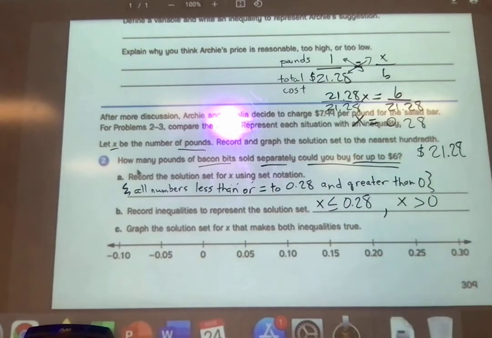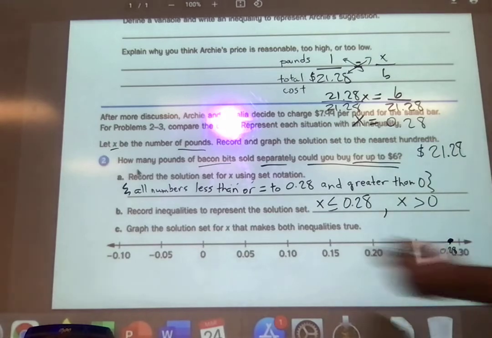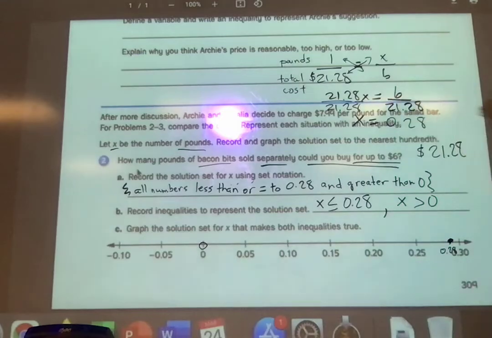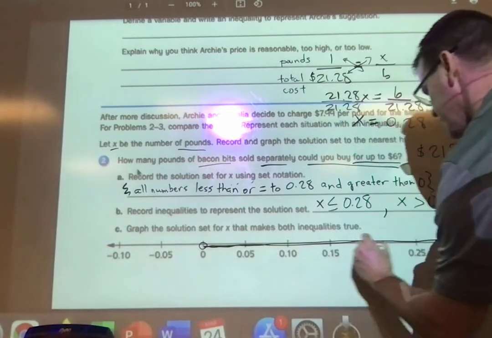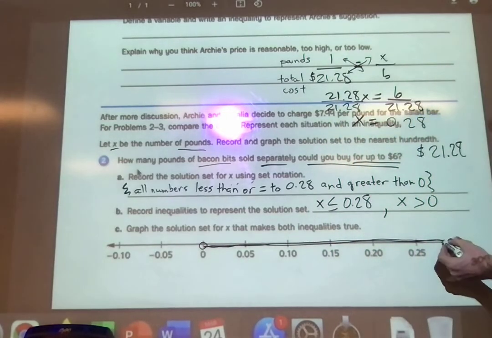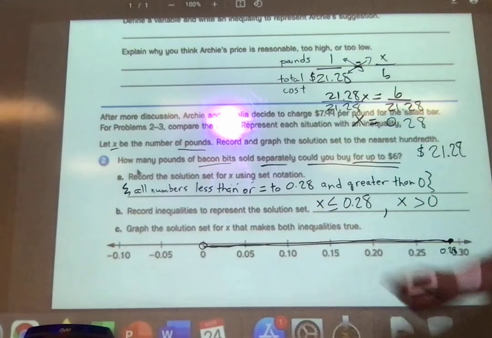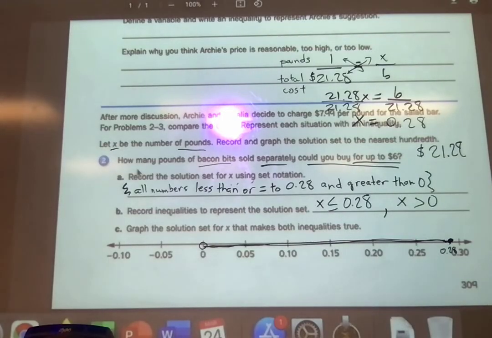And now all I need to be able to do is graph that. All right, so I got to find 28 hundredths, which would be on my number line here, close to 30 hundredths, so about here. And it has to be less than or equal to that, so I can just shade in the circle because it can equal that exactly. And I know it has to be greater than 0 because I need to buy greater than 0 pounds or I'm not buying anything. And anything in here I could afford for $6. But the most I could get is 28 hundredths of a pound. And then anything in between there are things that you could buy for up to $6.